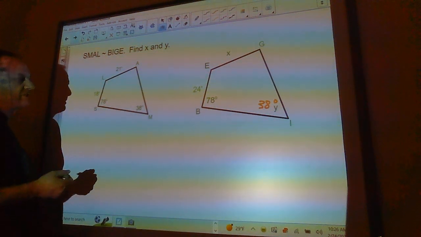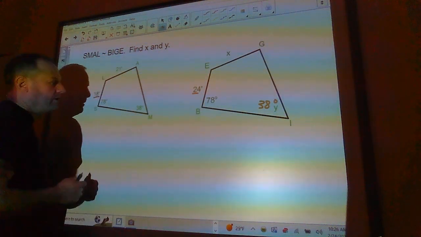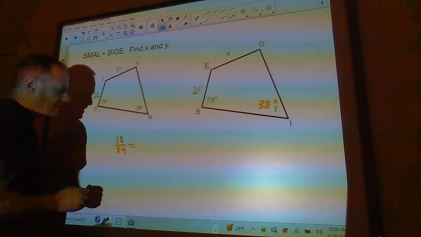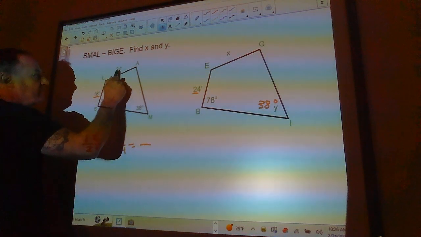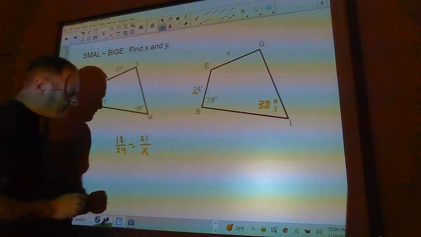So what I need to do is find two sides that go together. So 18 and 24, those go together. I'm going to make a proportion from them. That has to equal, now I've got my small to my large, so my small goes on top here, and my large one goes on the bottom.